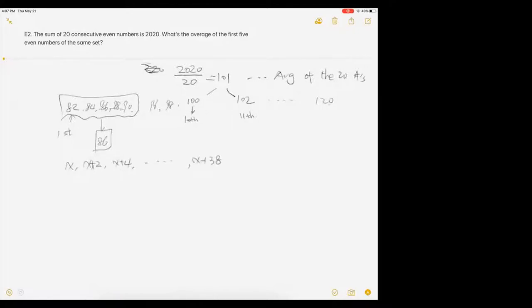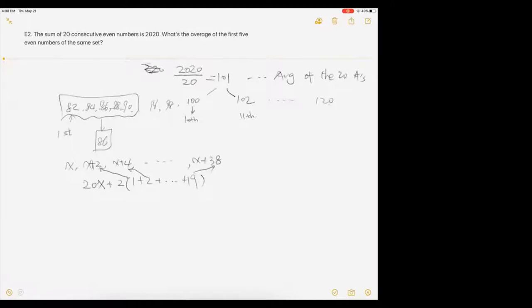Go ahead. So then you know that there are 20 terms, so there are 20 x's. So it's 20x plus 2 times 1 plus 2 all the way up to 19. Okay. So 2 times 1 is 2, 2 times 2 is 4, and 2 times 19 is 38. That's how Raghav got 1 plus 2 all the way to 19.